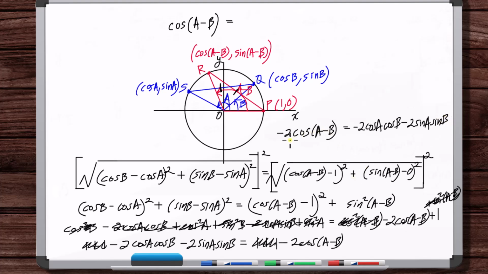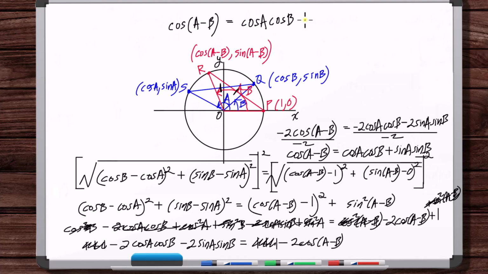All right. Now we can divide both sides by minus 2, and we're left with cosine of A minus B is equal to cosine A cosine B plus sine A sine B. And there you go. There it is: the difference identity for cosine. Cosine of A minus B is equal to cosine A cosine B plus sine A sine B.